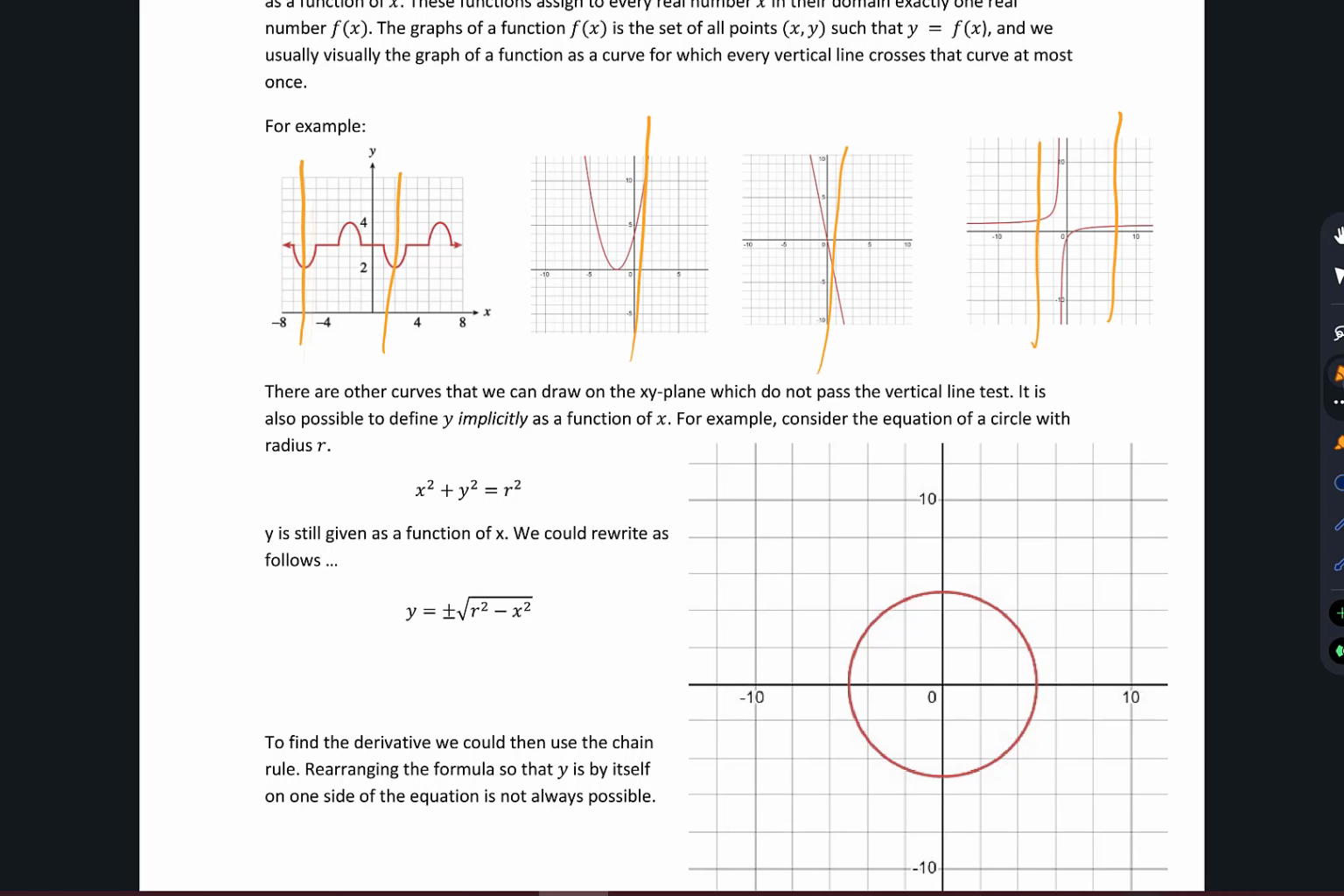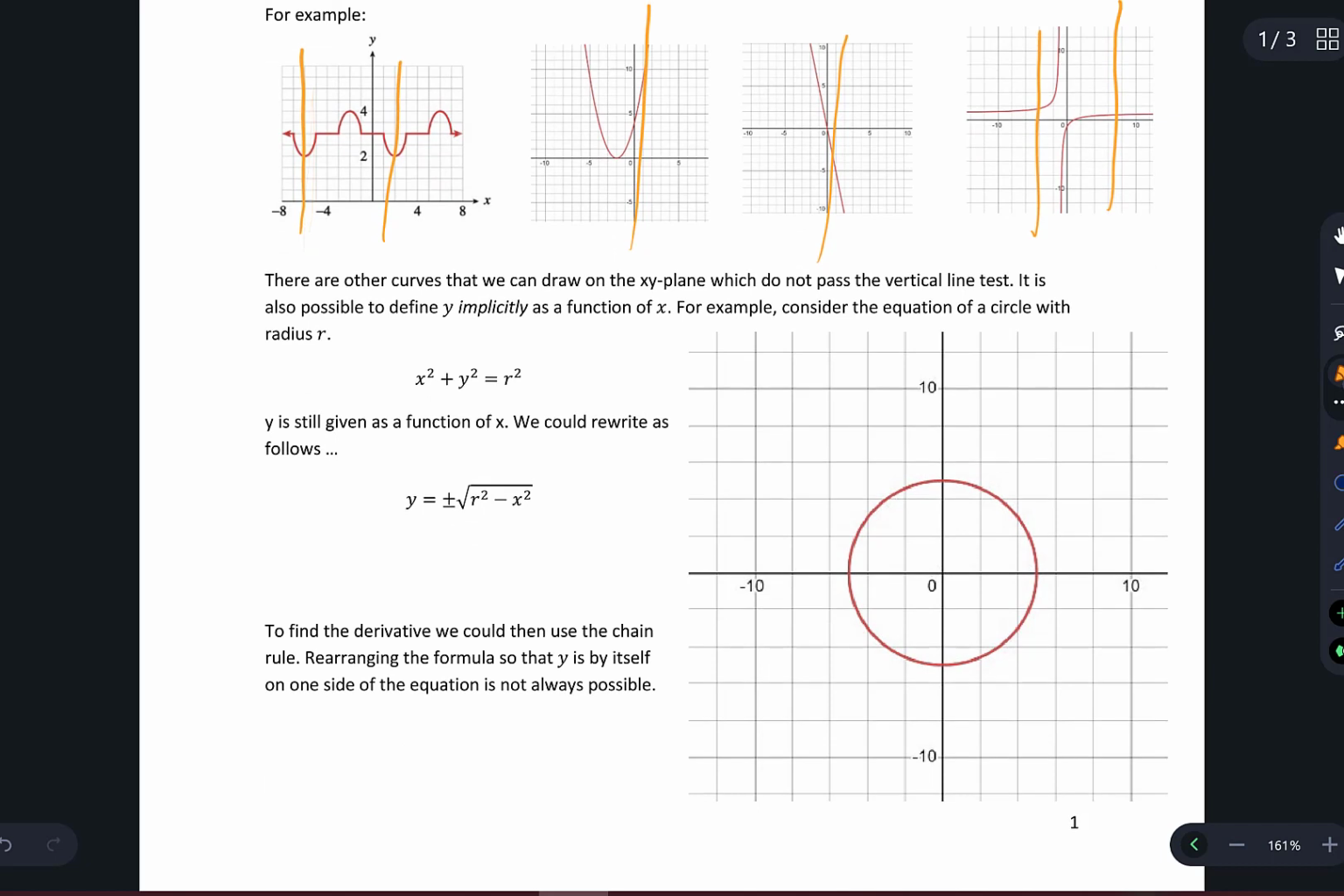So for example, consider the equation of a circle with radius r. Here I have a circle with radius 5, but we can obviously see if I draw a vertical line, it's going to cross through the circle twice. So we would say that this is an implicit function of y.